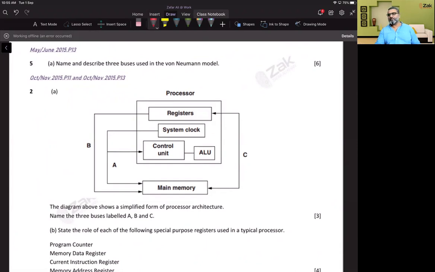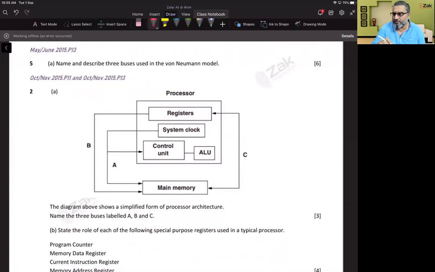And then data bus used to transfer data between the processor and memory or input-output devices. It is bidirectional bus. See, there are less marks allocated, so you don't have to write a lot, and you would be writing in bullet points.